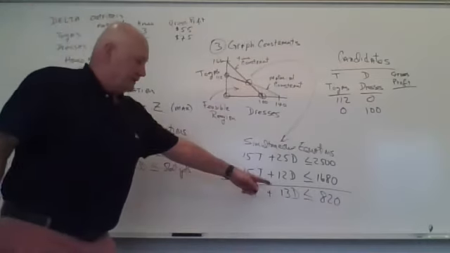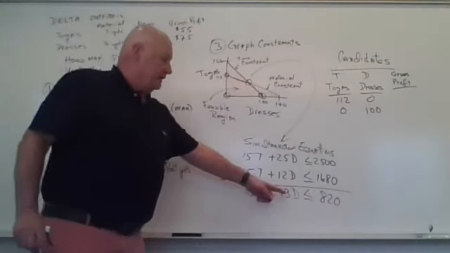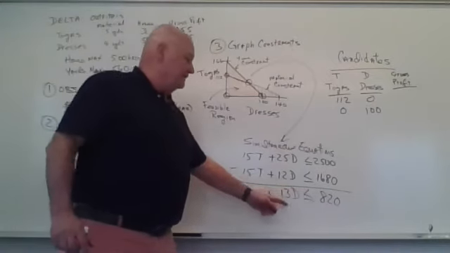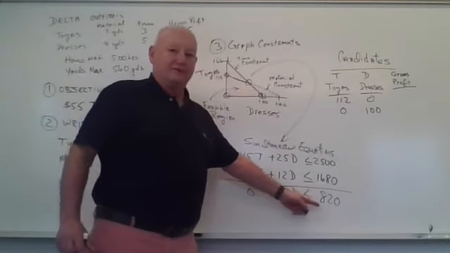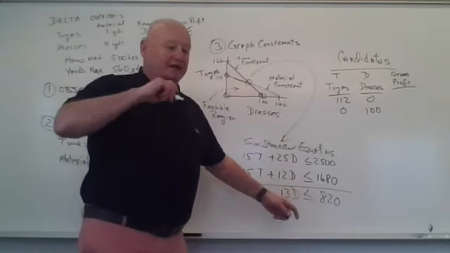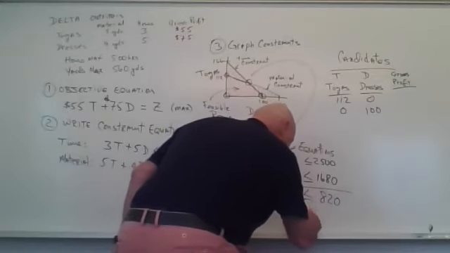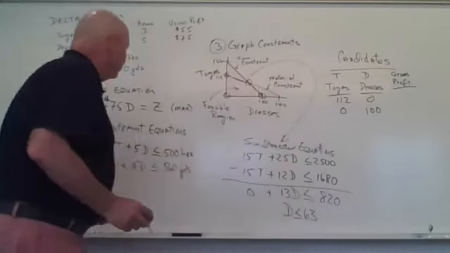Okay? We can solve for d now. 820, divide both sides by 13, and d is 820 divided by 13, okay? And that is 63. We got one of our points.